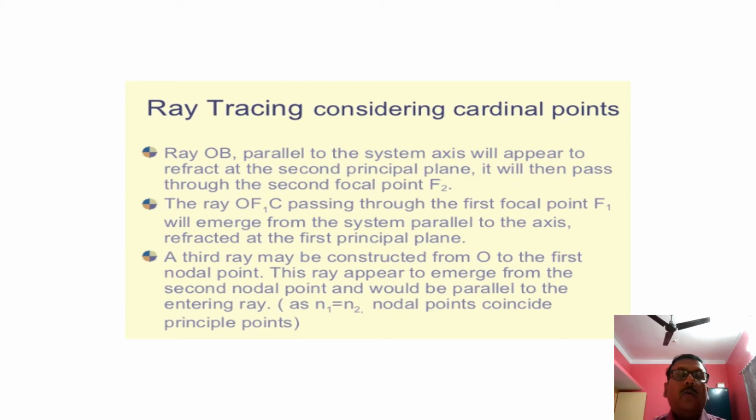The ray OF1C passing through the first focal point F1 will emerge from the system parallel to the axis, refracted at the first principal plane. A third ray may be constructed from O to the first nodal point. This ray appears to emerge from the second nodal point and would be parallel to the entering ray, as the refractive index of the first medium is equal to the refractive index of the second medium. N1 equals N2, so the nodal points coincide with the principal points.